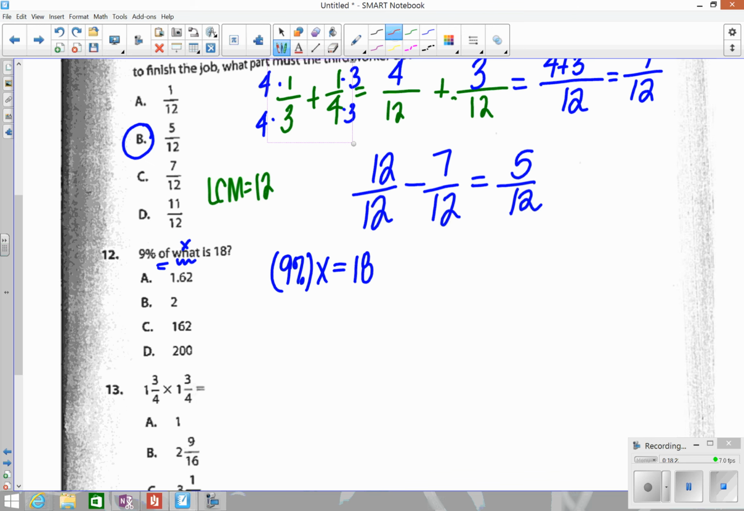So remember, when you convert the 9% to a decimal, you're going to move the decimal 2 places to the left. The decimal starts here, and it's going to get moved over to here. So it's going to be 0.09 times x equals 18. That's what I'm trying to solve. So 9% of what number equals 18? So to get x by itself, you're going to divide both sides by 0.09.